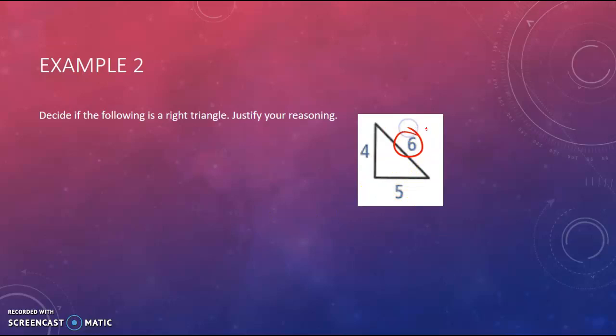Moving on to example 2. Our largest side is 6, so that's going to be my C. So we'll plug in 4 squared plus 5 squared, question mark, 6 squared. So that's 16 plus 25, question mark, 36. Well, 5 and 6 is 11, carry the 1, 2, 3, and then that one we carry is 4. So we get 41 compared to 36. So it does not equal 36. And so our answer for this one is no. It is not a right triangle.